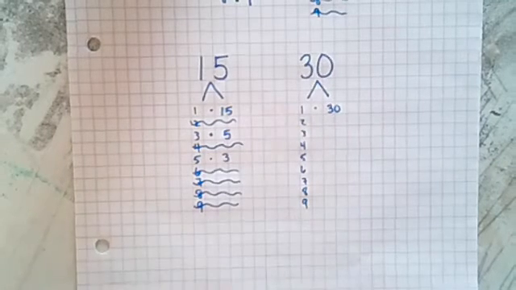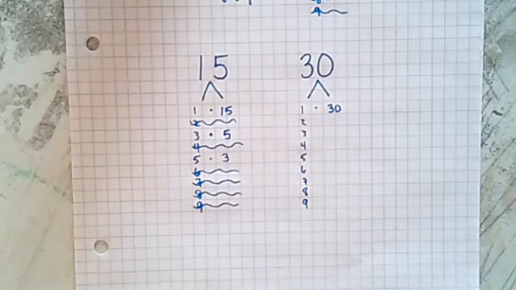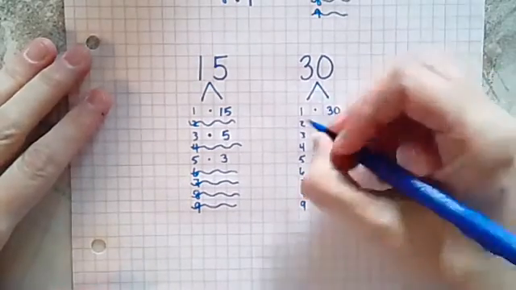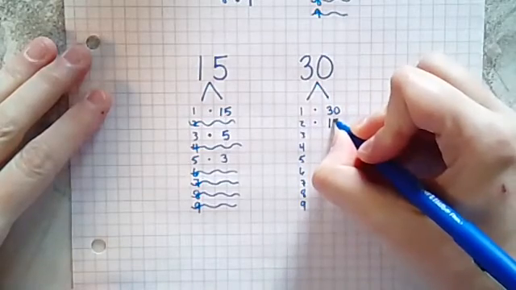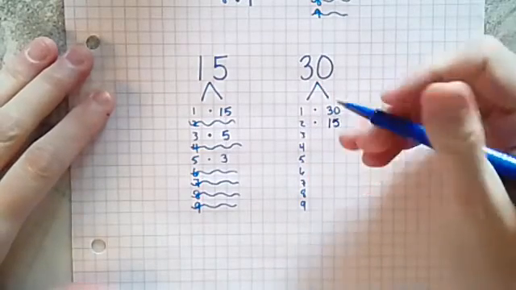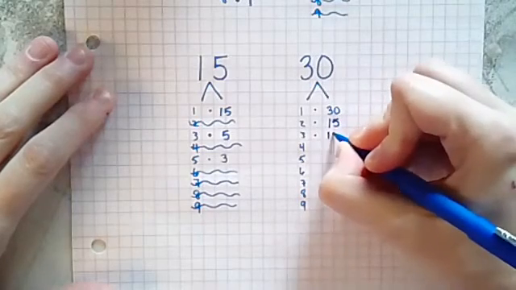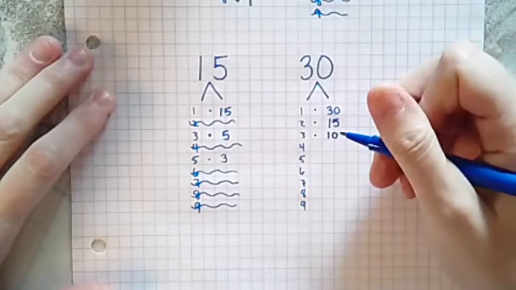Okay, what about 2? What can I multiply by 2 to get 30? Remember, when you multiply by 2, it's saying the number plus itself, right? So what would it be? Yeah, that's a big one. 15. 2 times 15. What can I multiply by 3 to get 30? 10. Good job. What about 4?